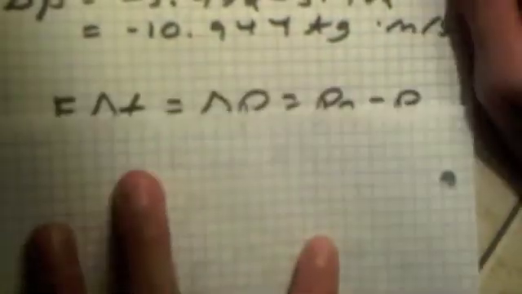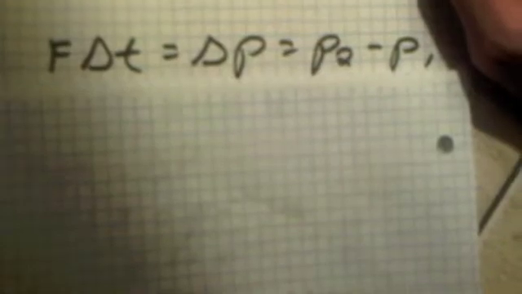Then part 2 says, what was the impulse delivered by the bat? As we all know, the formula for impulse is F delta T equals change in momentum. So now that we have the change in momentum, which is 10.944 kilograms times meters per second, that would be the answer.